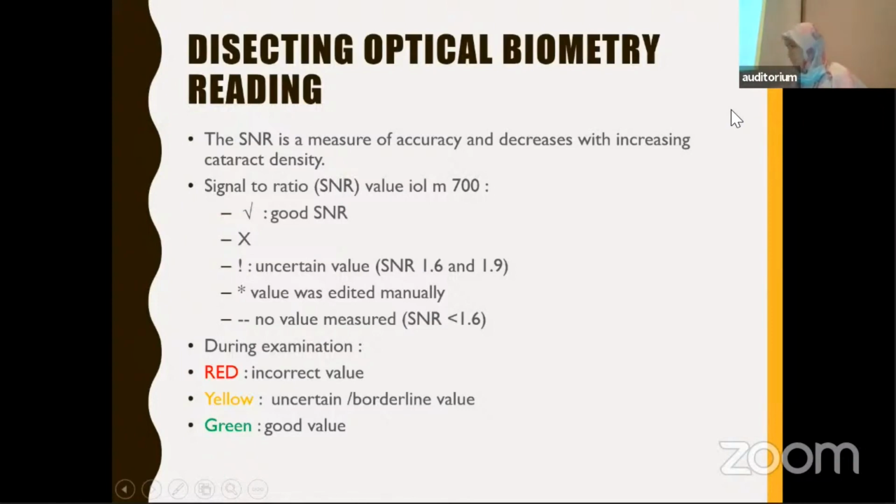In the IOL Master printout, the SNR is represented as a symbol to indicate status, as you can see in the slide. Signal noise ratio: good SNR, uncertain value. During examination, we get this color code. Green indicates the reading is valid. Yellow indicates the reading is uncertain. And red is displayed to indicate an incorrect value and the reading should not be used.